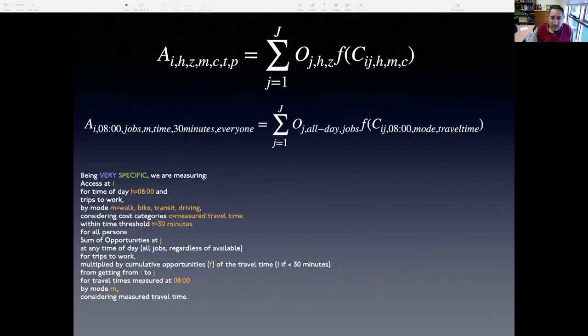So we might say we're looking at the accessibility at 8 a.m. to jobs by mode M, let's say walking, looking at time as our cost category within 30 minutes for everybody. And that's equal to the number of jobs that are available all day, looking at the costs that occur at 8 a.m. by our mode with that travel time.